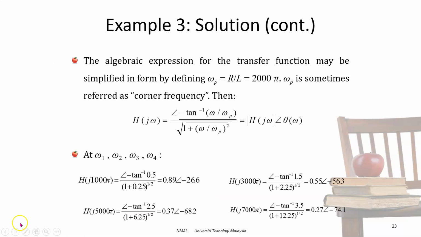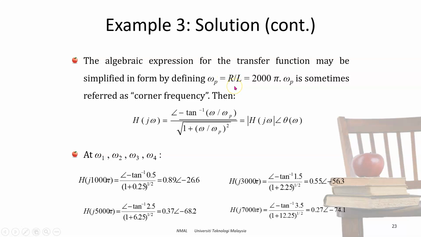Now the algebraic expression for the transfer function may be simplified in this form by defining omega p equal to R divided by L. R divided by L. So R is 200 pi ohm and L is 0.1 H, so the value here is 2000 pi. So we can say that omega p is the corner frequency. Omega p here is defined by R over L.